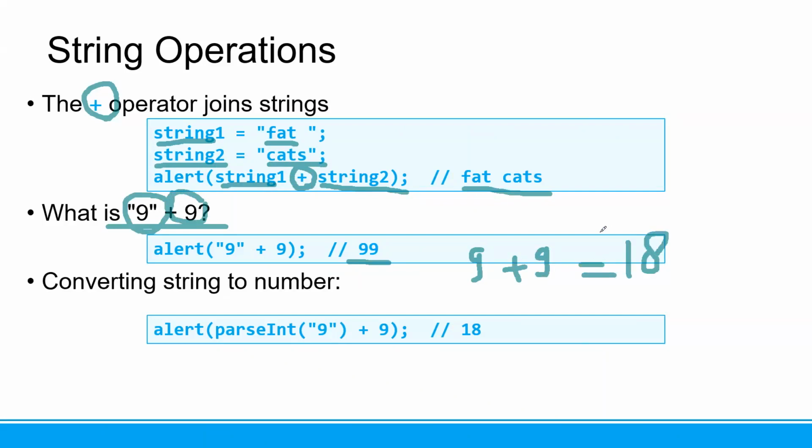Okay. There is a function parseInt. Parsing means modify. I want to modify the string and I want to parse it into integer. So I want to modify that value into integer. So you can see if I pass the value into integer plus 9, then the result will be 18.